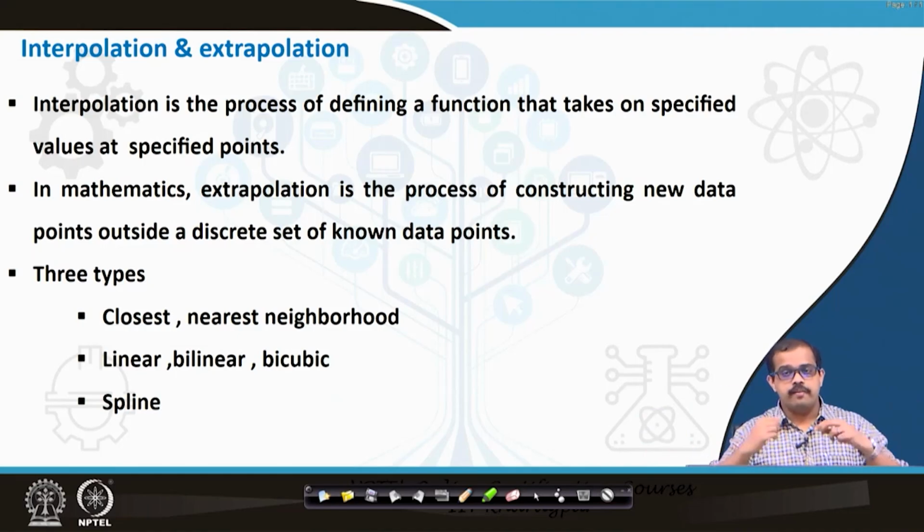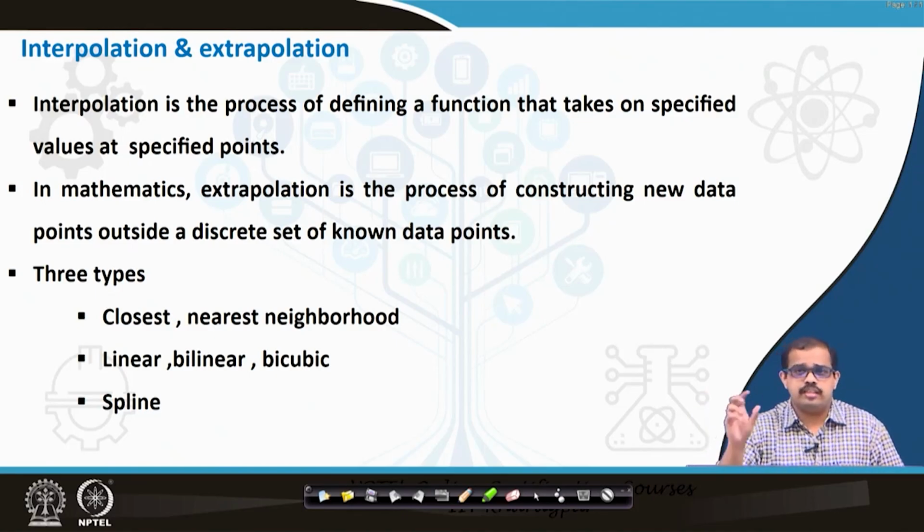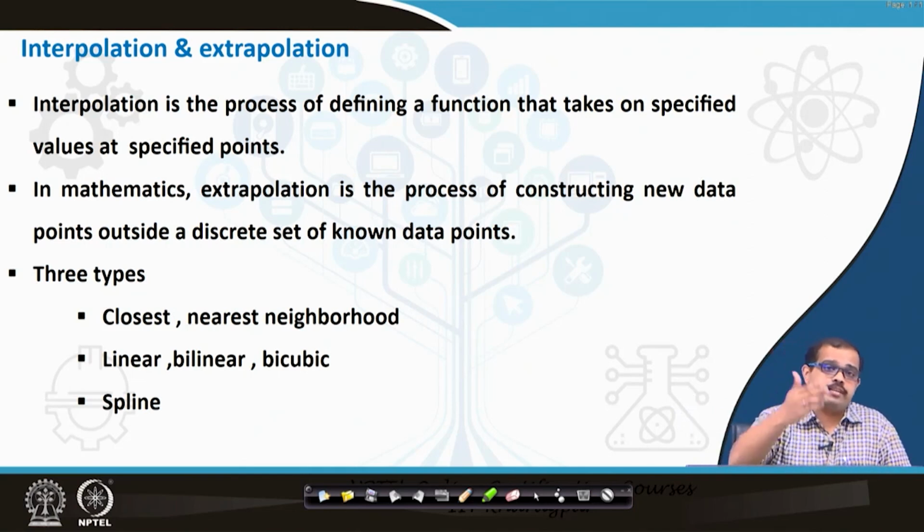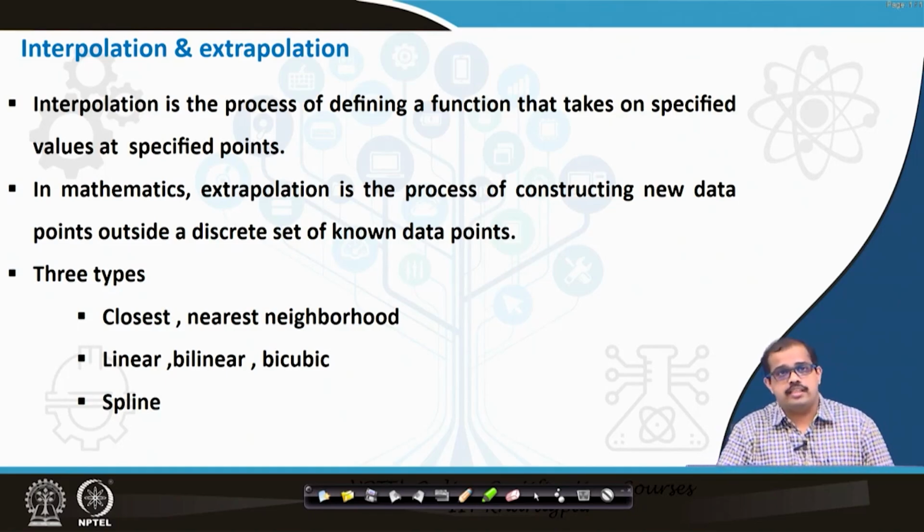Okay, in between. Extrapolation is outside these 2 points. So, when you are looking at it, the easiest, least computational way is using a nearest neighborhood. Then you have linear, bilinear, bicubic, spline. So, any kind of interpolation can be used in such analysis.